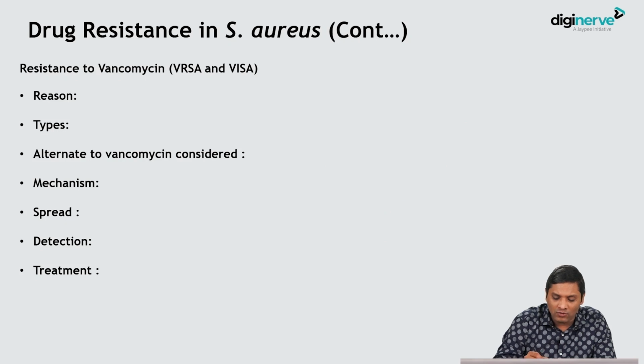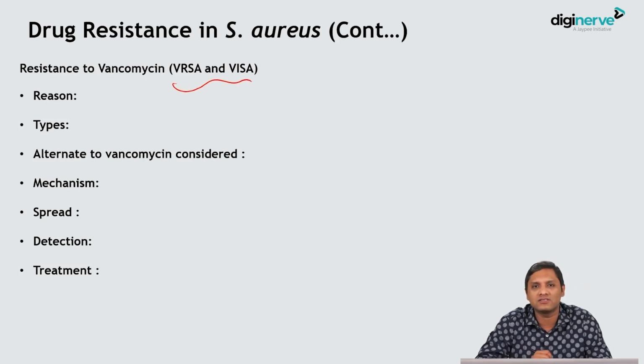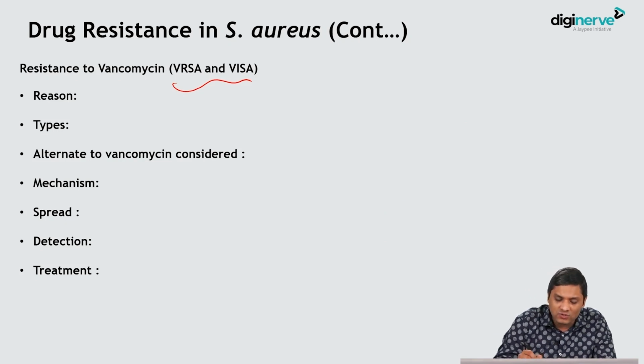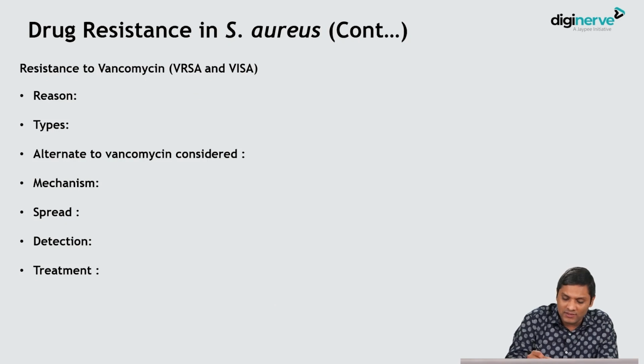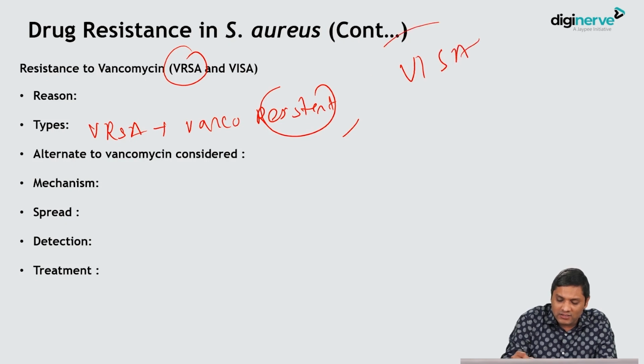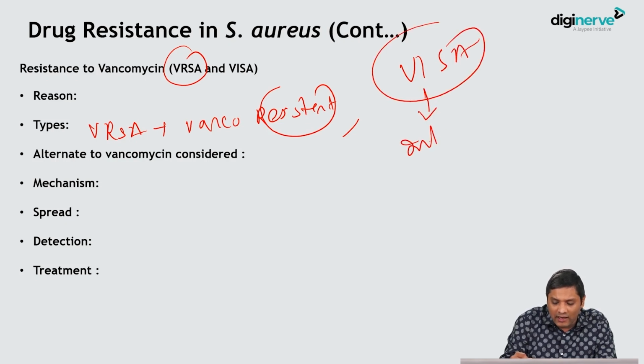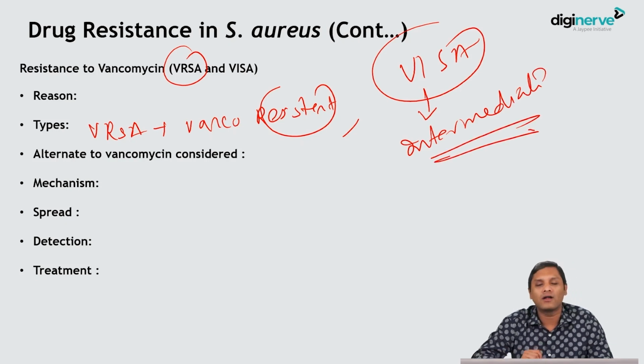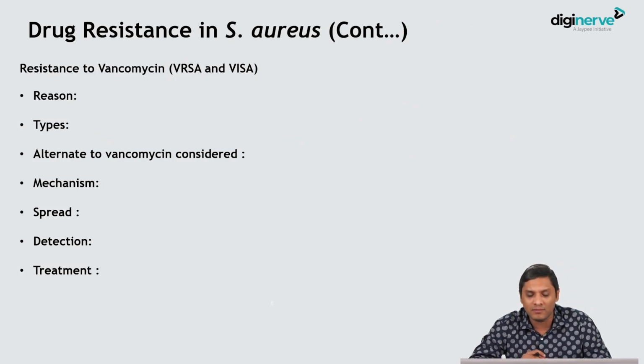Now we will move on to another important drug resistance called VRSA and VISA, that is resistance to vancomycin. There are two types of resistance to vancomycin. VRSA stands for vancomycin resistant Staph aureus, and VISA stands for vancomycin intermediate Staph aureus. So these are important terminologies which you have to remember.